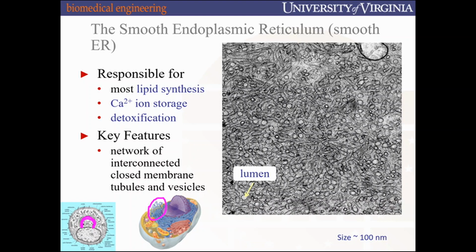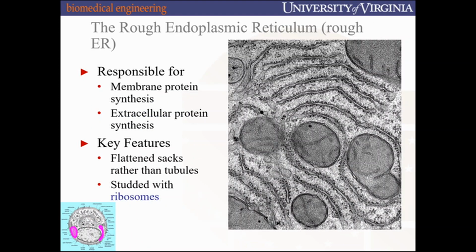The rough ER and the smooth ER are really just subcompartments of the same organelle, the endoplasmic reticulum, but it's useful for us to think about them separately. What distinguishes the rough ER is that its membranes are studded with ribosomes, which give it this characteristic rough appearance as seen in this electron micrograph on the right. These ribosomes synthesize protein, and this is why the rough ER is the site for membrane and extracellular protein synthesis.